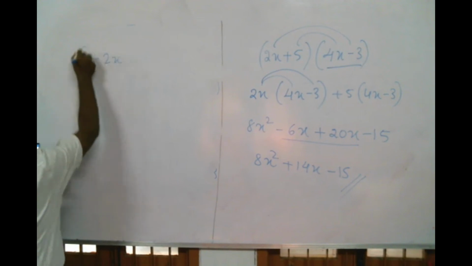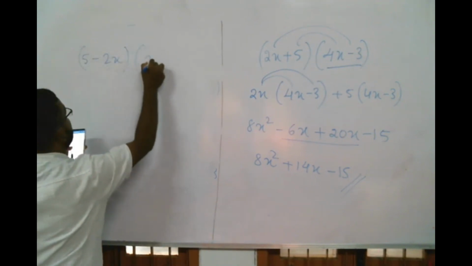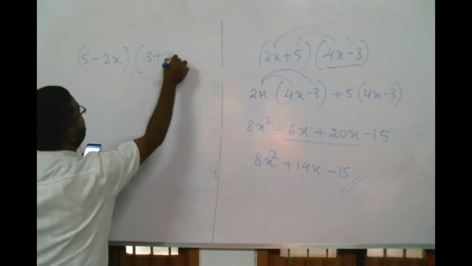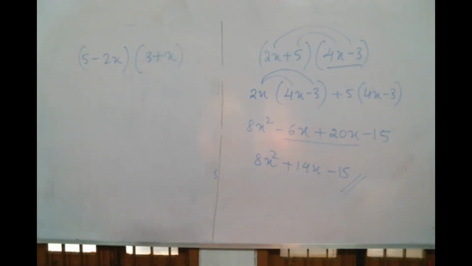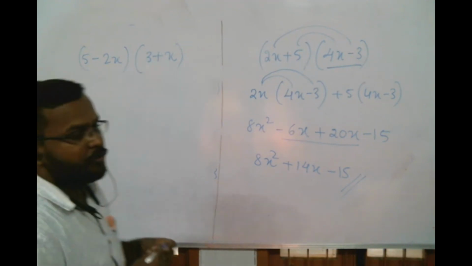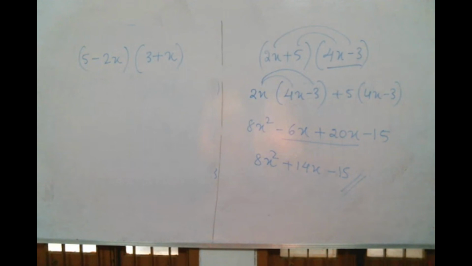5 minus 2x into 3 plus x. 5 minus 2x into 3 plus x. All of you do this question now. 5 minus 2x multiplied by 3 plus x.